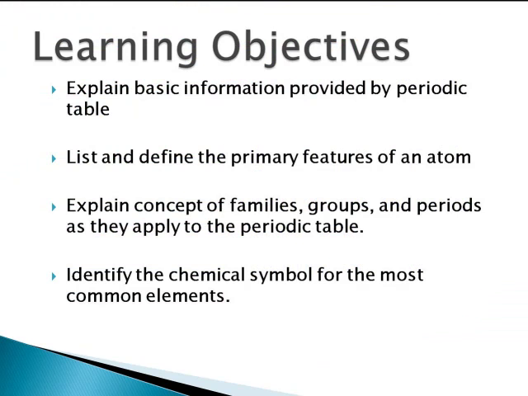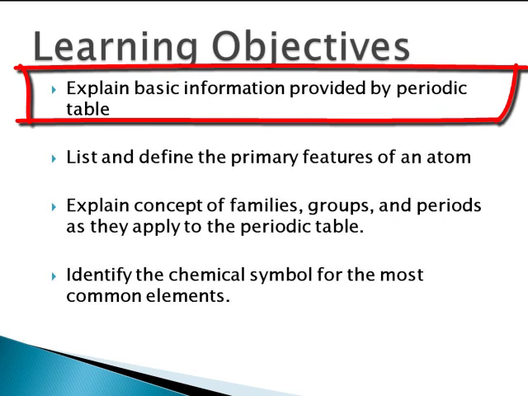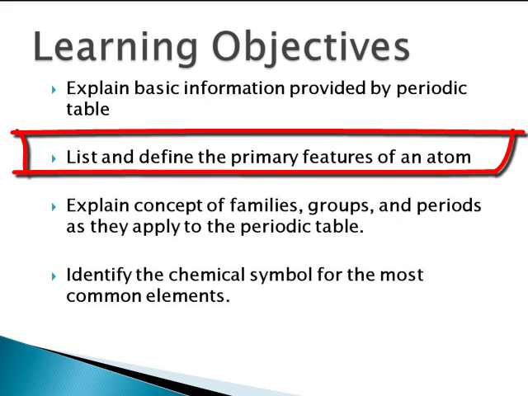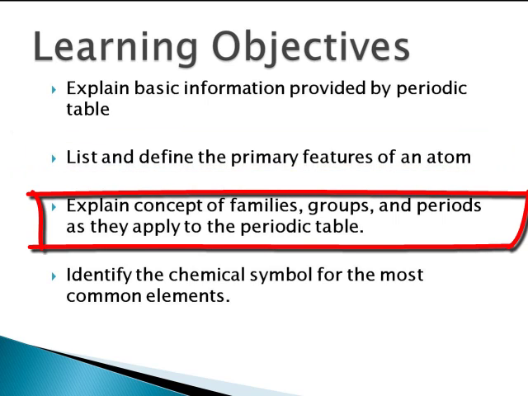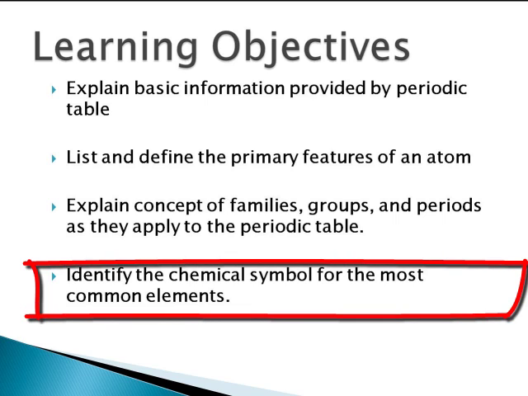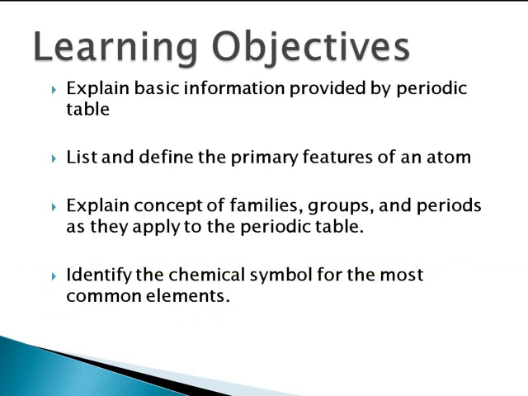Now let's look at what I want you to gain by this lecture. First, when we get through, you will be able to explain the basic information provided by the periodic table. In addition, you will be able to list and define the primary features of an atom. Also, you will be able to explain the concept of families, groups, and periods as they apply to the periodic table. And hopefully you will begin the process of memorizing the chemical symbols for the most common elements.